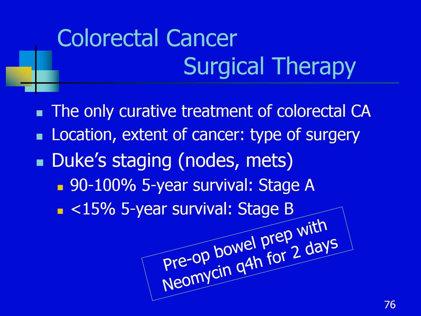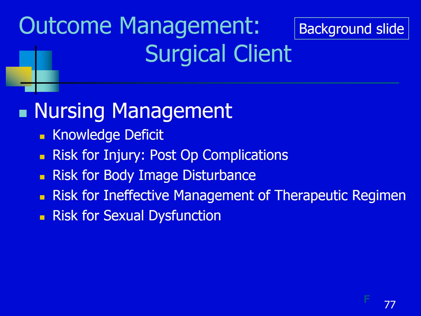All right, so pre-op bowel prep with neomycin every 4 hours for 2 days prior, because for the surgery we've got to make sure that the abdomen, because it has a lot of bacteria, is clean, so we want to clean it out. Right? Next slide.